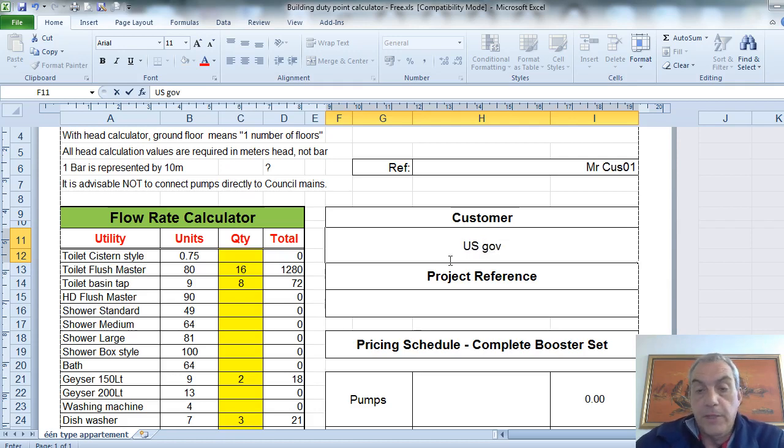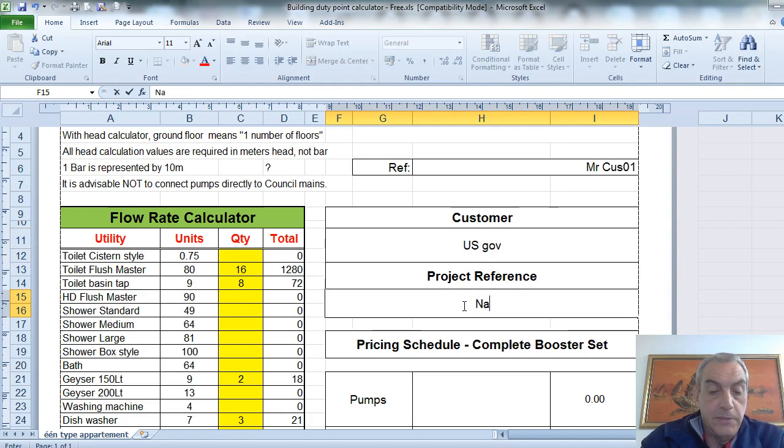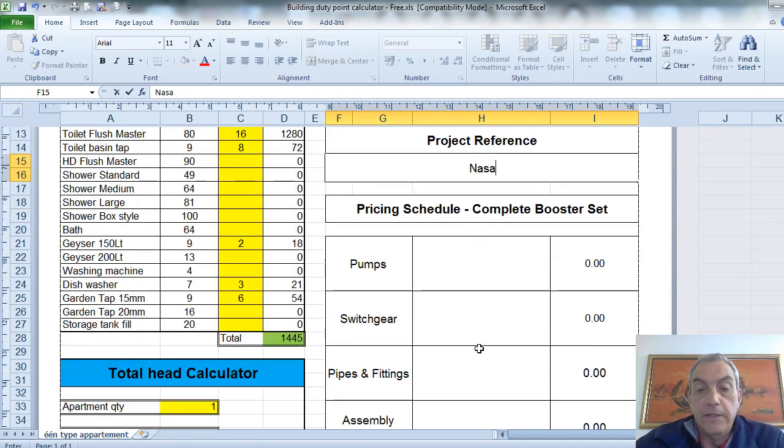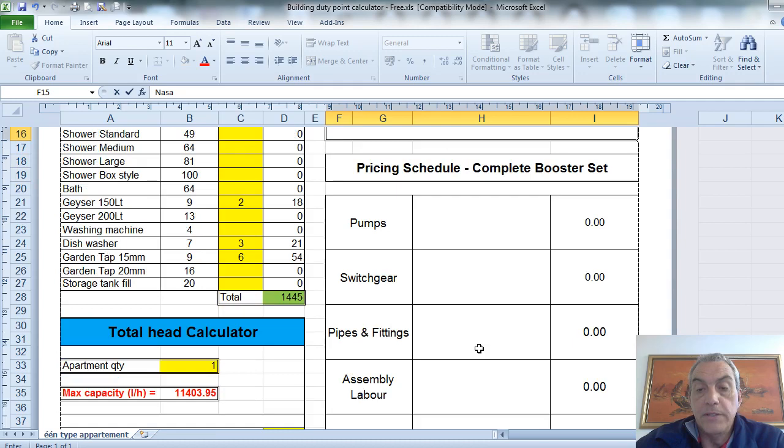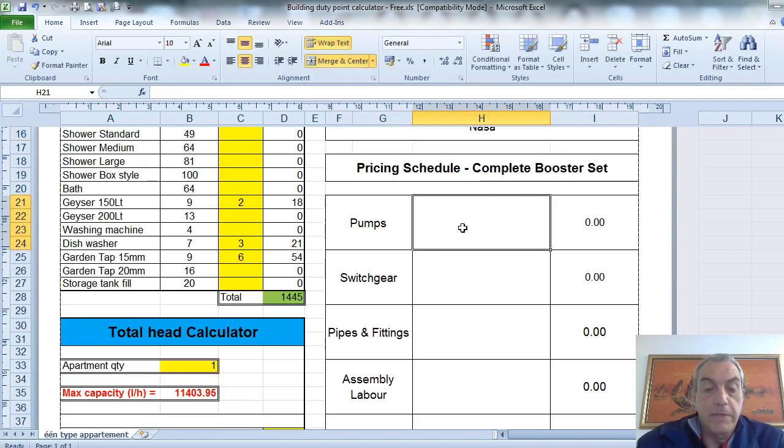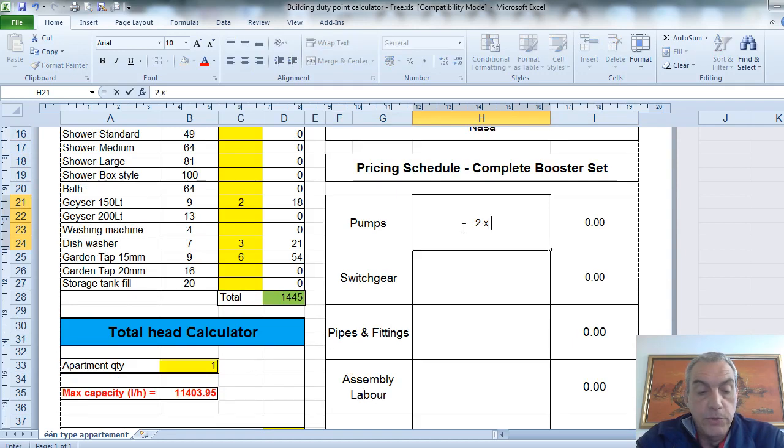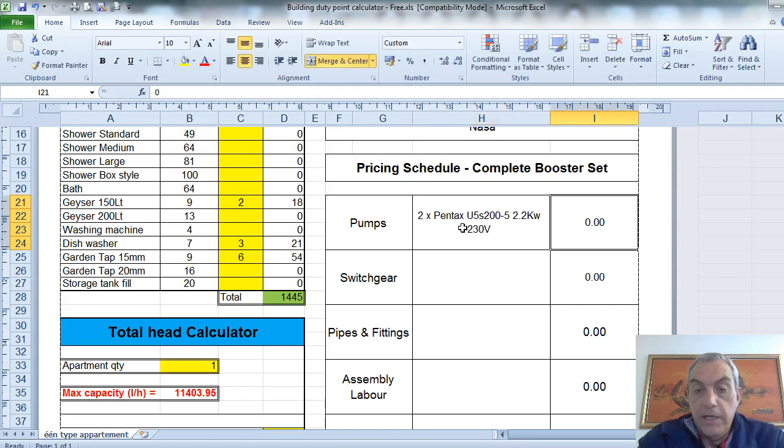The project reference is the NASA building. And now we'll start putting the pricing together, and this is how it would work. On the pump section here in the middle, I would put that we are talking about 2 by Pentax model U5S 200S 5 2.3 2.2 kilowatt 230 volt pumps, and their collective price when I've done the calculation on the 2 pumps itself might be 12,900 Rand or dollars or whatever the case is.